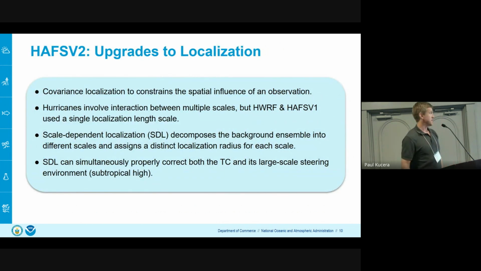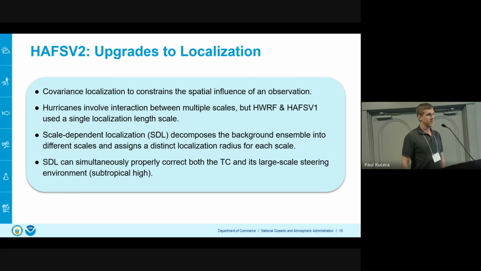Now, on the DA system itself, we had some upgrades to the localization. So covariance localization constrains basically how spatially an OB will influence a given region in the analysis. Large localization will allow the OB to affect a large area, or a small area. Hurricanes are multi-scale though, right? So different OBs should be affecting the analysis differently, right? You should be affecting the large scale and the small scale with observations.